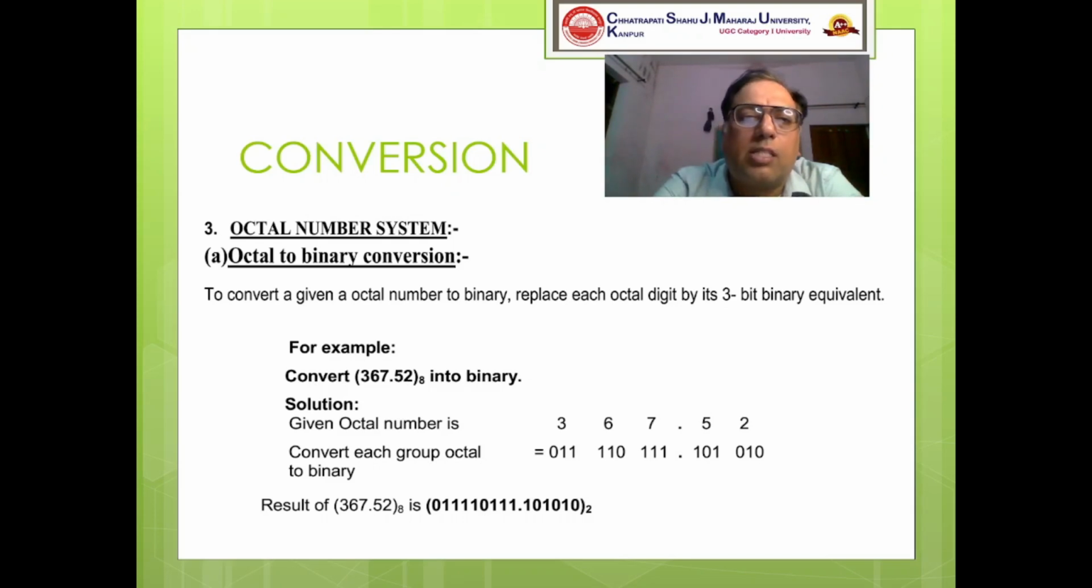For example, if this is 367.52, the octal part will be simply: 7 can be represented by 111, 6 can be represented as 110, 3 can be represented as 011, and for the fractional part, 5 can be represented as 101, 2 can be represented as 010. So the binary equivalent will be simply this combination. You just put this combination together and you get the answer 011110111.101010. So octal to binary conversion is very simple to do.